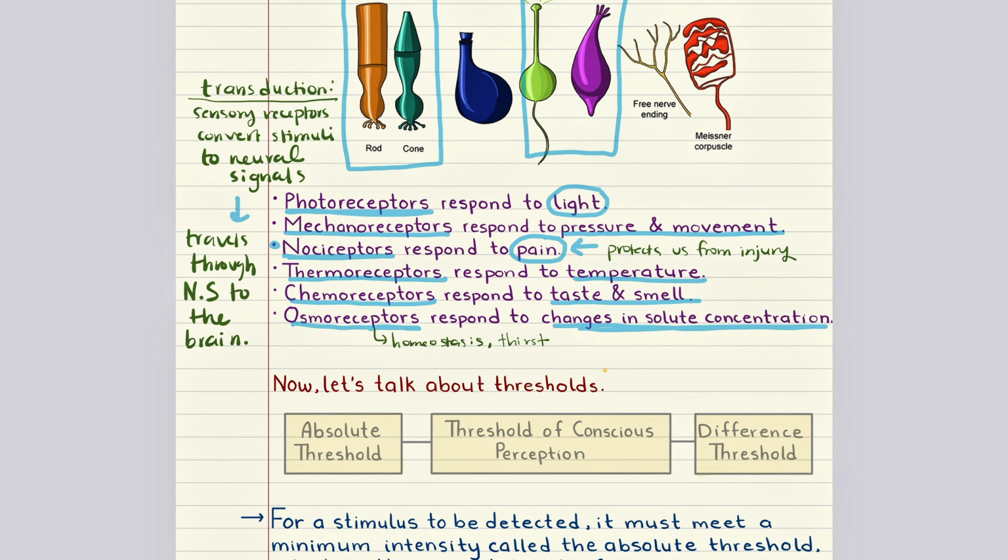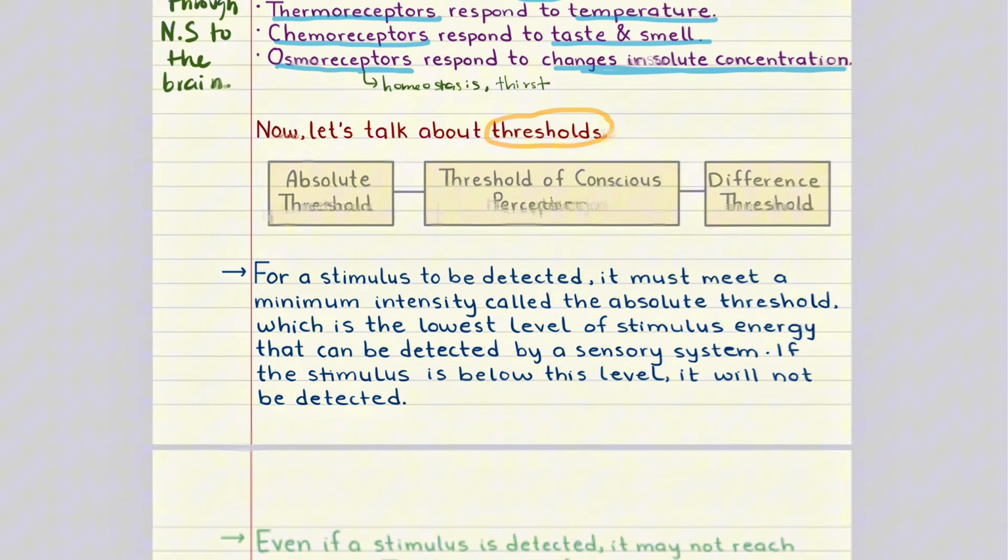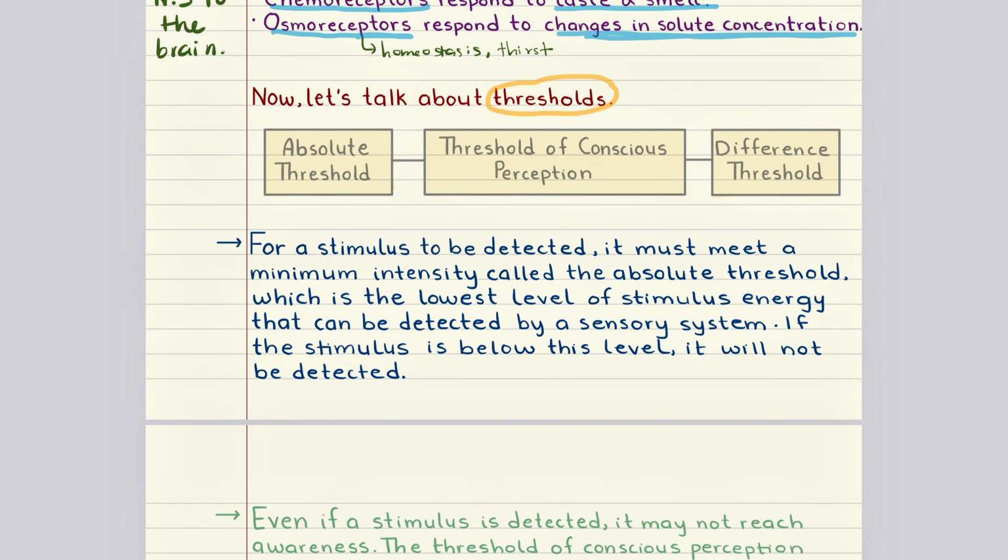Up to this point, we've talked about how sensory receptors detect different kinds of stimuli. But here's the next important idea. A stimulus doesn't just automatically get detected just because it exists. In order for sensory systems to respond, that stimulus actually has to be strong enough. That minimum level for it to be detected is called the absolute threshold. The absolute threshold is the lowest intensity of a stimulus that can be detected by a sensory system.